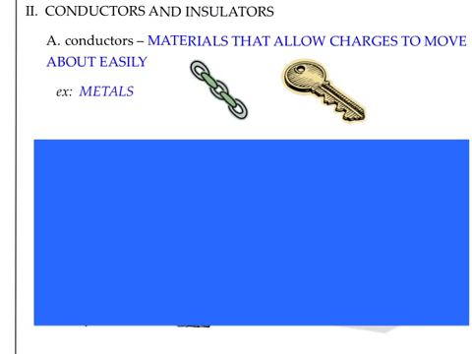Now, I don't know if you've had a chance yet to play with the electricity kits, but one of the activities that I'd like for you to do is test different objects and see if they are a conductor or an insulator. Conductors are materials that allow charges to move about easily. Typically, those are going to be metals. So in our electricity kits, if you hook up a light bulb and you make a conductor part of that loop, then you'll still be able to see a light bulb light up.